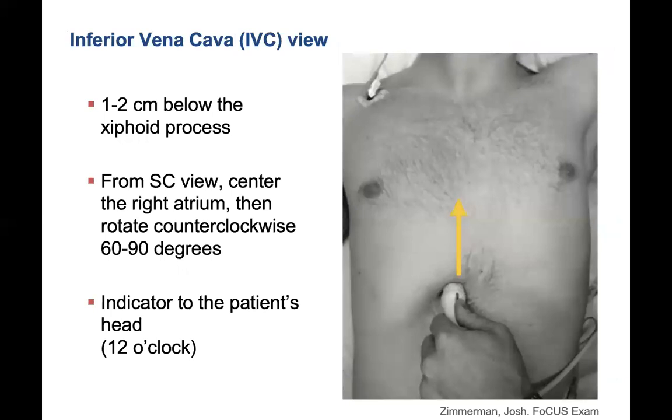Next, we're going to go on to the IVC view. So again, you're still going to be in that subcostal location or window. You're going to be 1 to 2 centimeters below the xiphoid process. And from that subcostal 4-chamber view, I often rock the probe to put the right atrium in the center of my screen, and then rotate counterclockwise about 60 to 90 degrees to get that indicator towards the patient's head, or 12 o'clock.